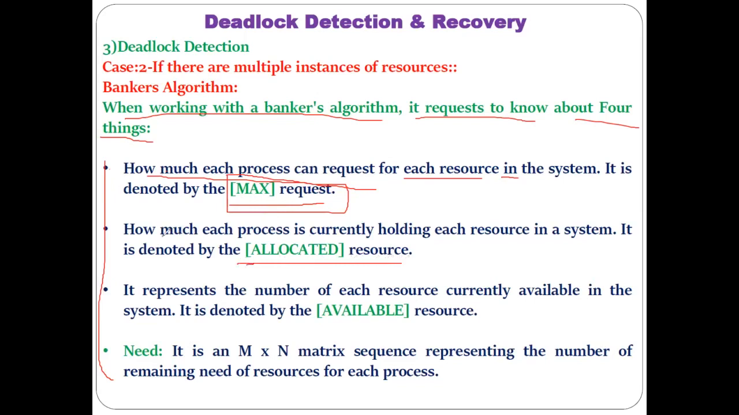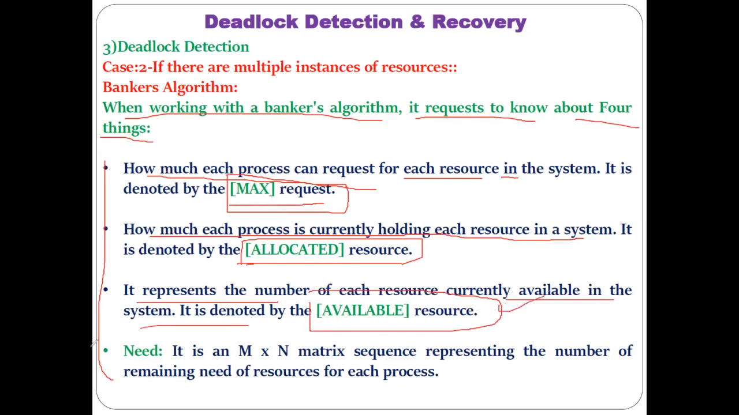Then the allocation resource matrix is also maintained, which contains information like how much of each resource each process is currently holding in the system. If there are five processes, then the information about how many resources those five processes are currently holding is maintained in the allocation resource matrix. Then how many resources are currently available is maintained with the help of the available resource matrix. It represents the number of each resource currently available in the system.